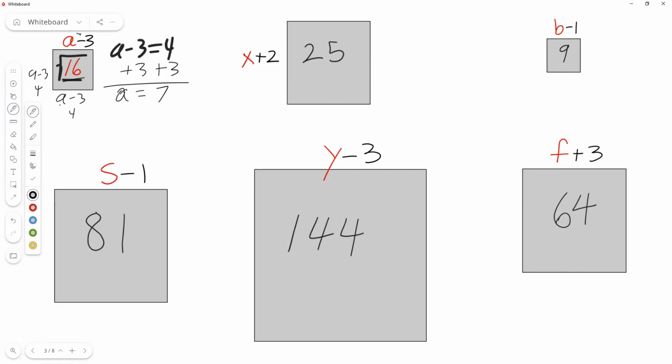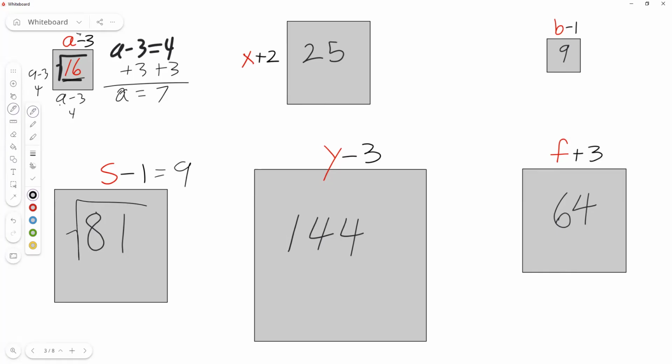Now, let me do a couple more. For this one, if the area is 81, we're going to take the square root of it. Now, the sides are S minus 1. It's not S, it's S minus 1. So we know that this side, S minus 1, has to be equal to 9, because that's the square root of 81.